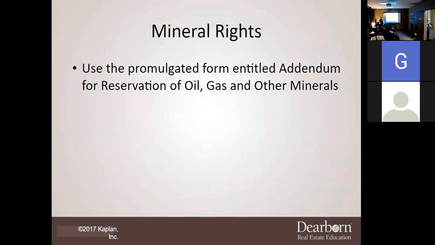In regards to mineral rights, they are going to be used in what we call the promulgated form addendum of reservation of oil and gas and other minerals. Not going to spend time on that. We're going to talk about that in the next section.